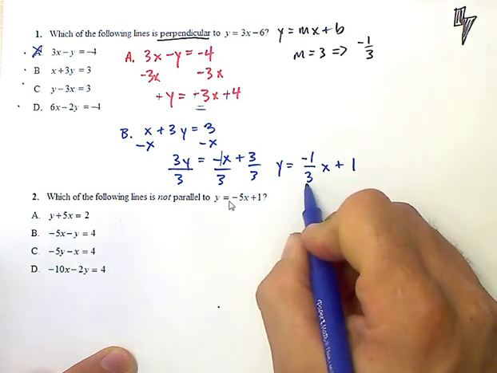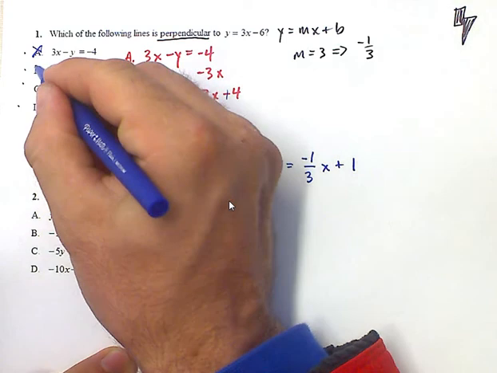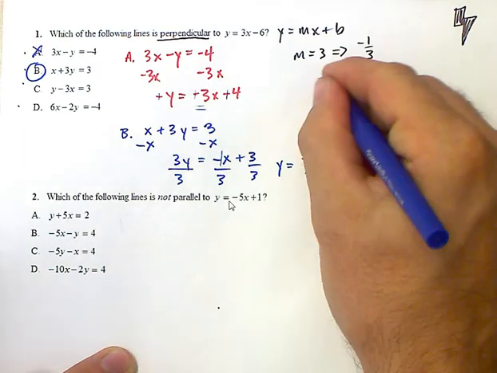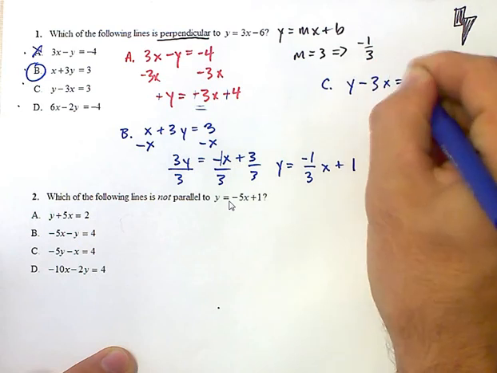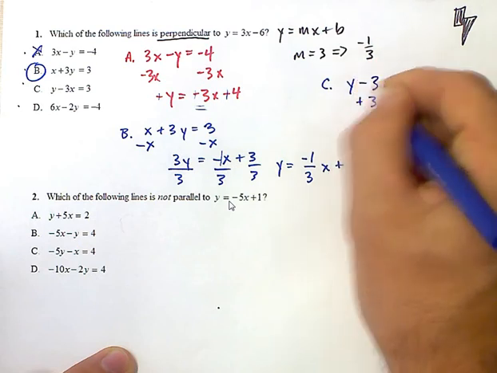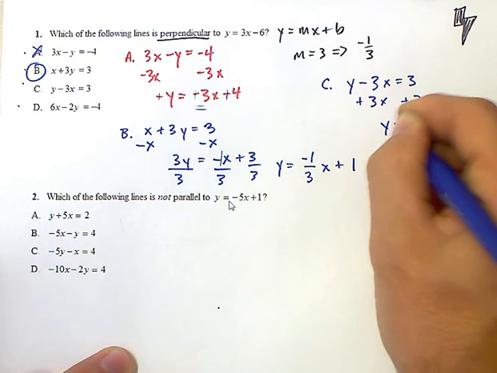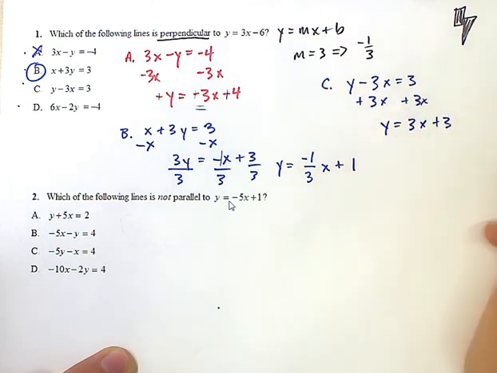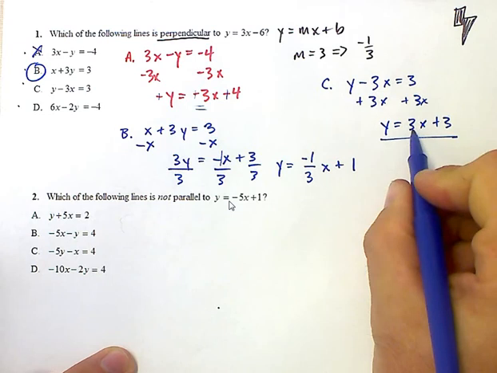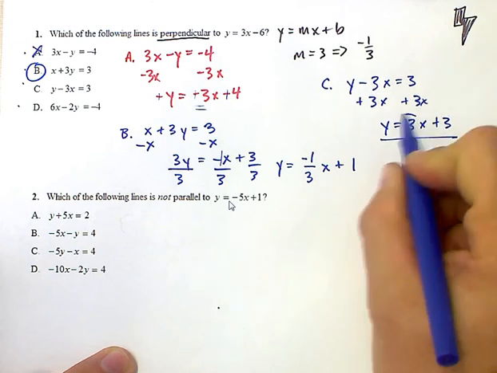I could go forward and just maybe look at another example of what wouldn't work. For instance, this right here, I'm adding 3x to both sides. So I get y is equal to 3x plus 3. Here the slope doesn't match up because this was 3 again here. Let's take a look at number 2.